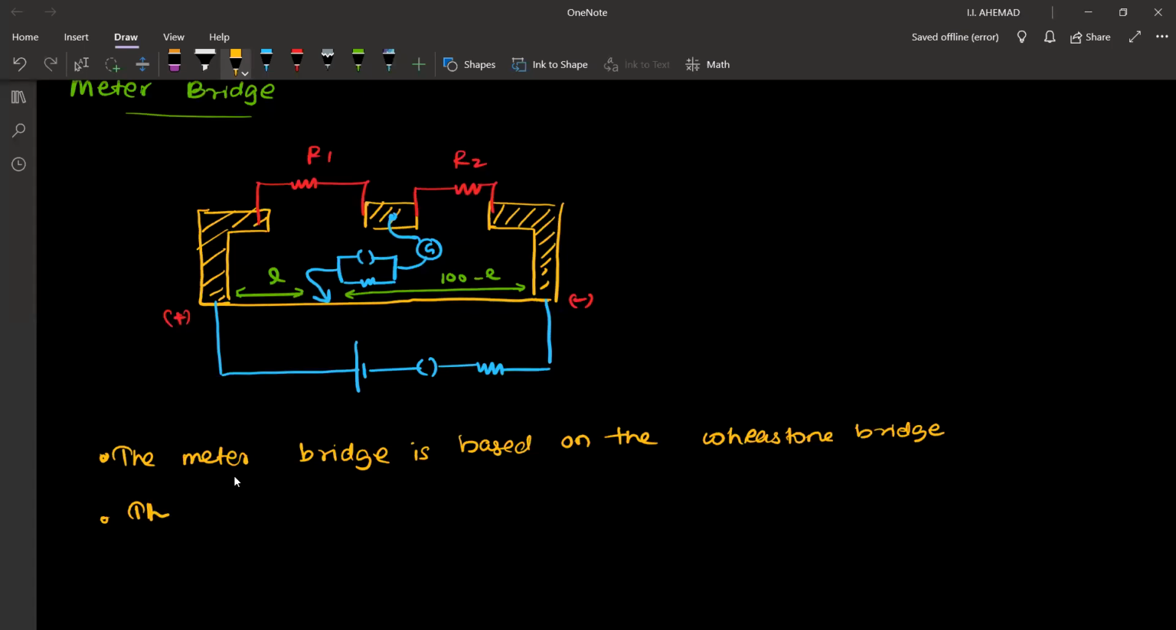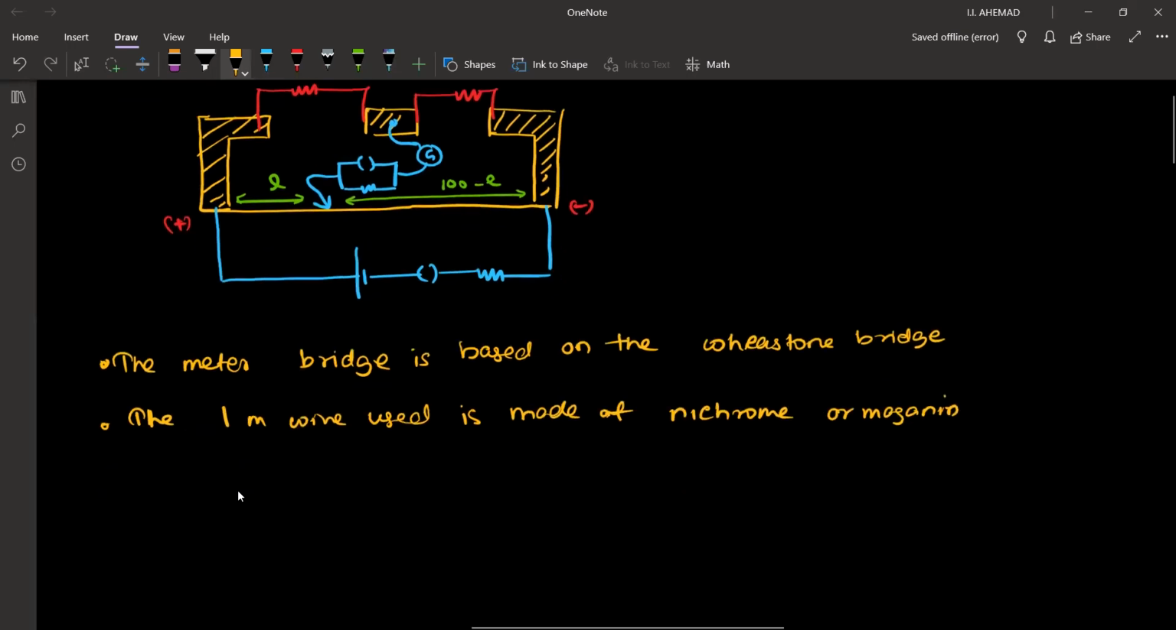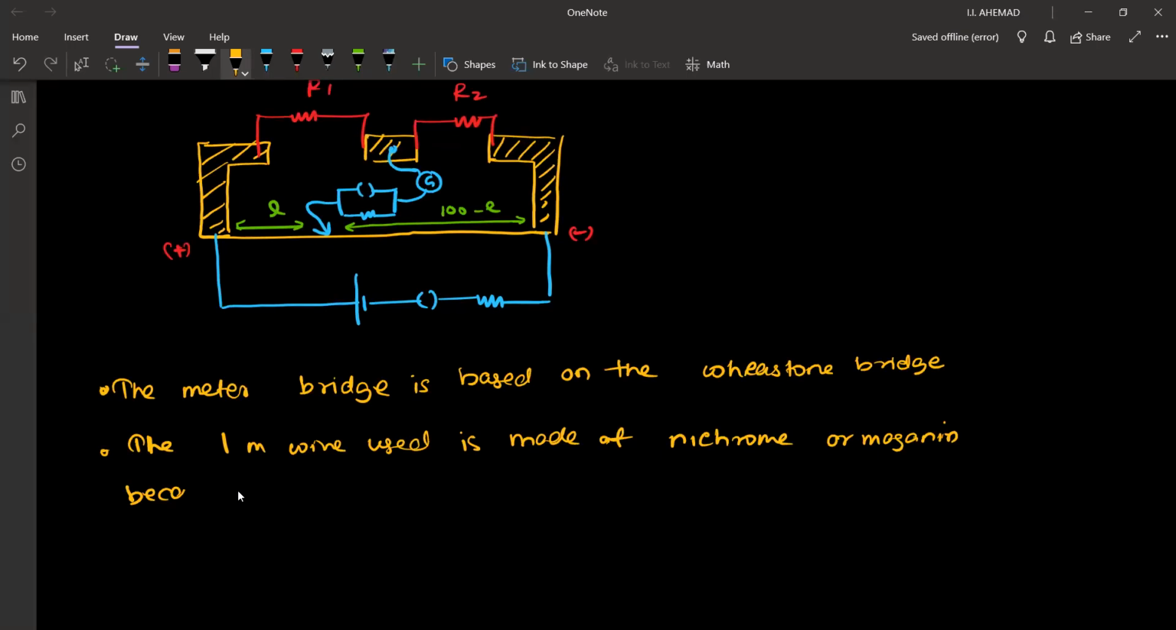The 1 meter wire used is made of nichrome or manganese, because their resistance is greatly unaffected by temperature.